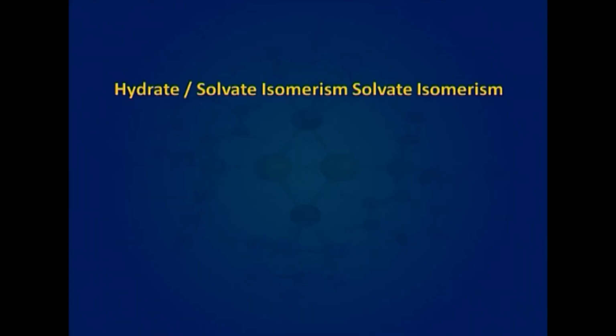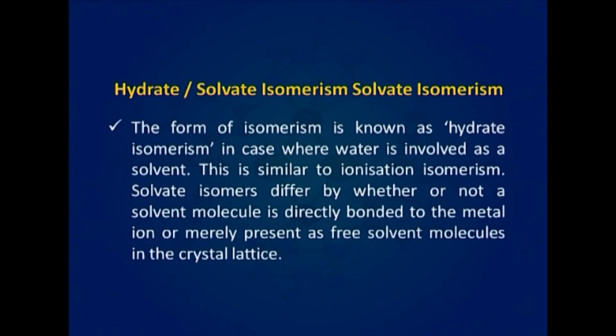Because the anion or molecule outside the coordination sphere is different, the chemical properties of these isomers are different. A hydrate isomer is a specific kind of ionization isomer where a water molecule is one of the molecules that exchange places. So, let us discuss hydrate or solvate isomerism here. The form of isomerism is known as hydrate isomerism in case where water is involved as a solvent. This is similar to ionization isomerism.